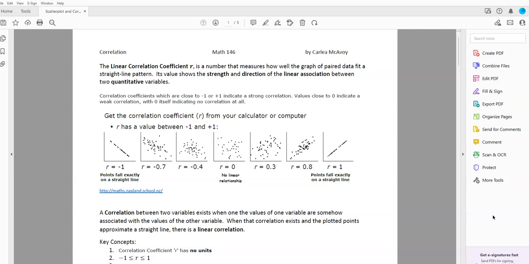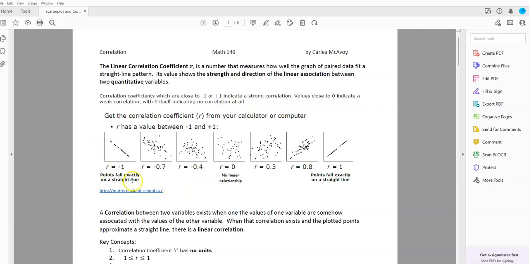The linear correlation coefficient, R, is a number that measures how well the graph of paired data fits in a straight line. It shows the strength and the direction of the linear association between two quantitative variables, quantitative just meaning variables that have numbers. A correlation coefficient close to -1 or +1 has the strongest correlation, and values close to 0 indicate a very weak or no correlation.